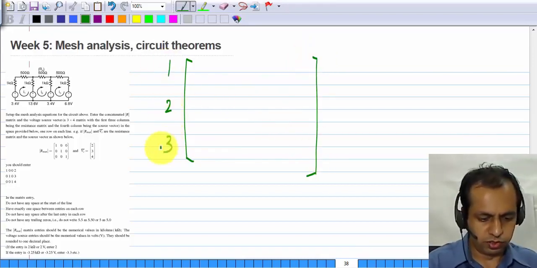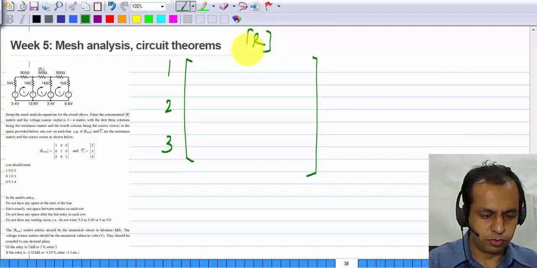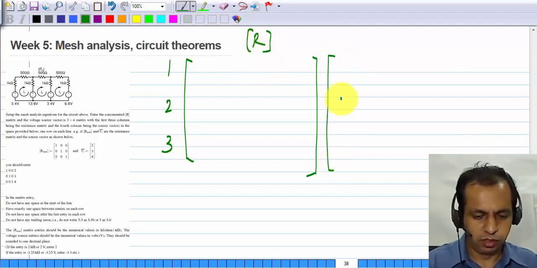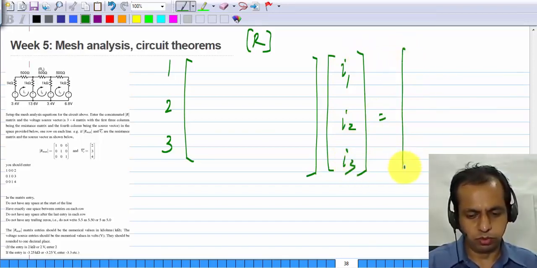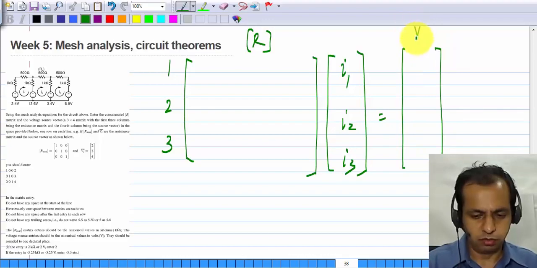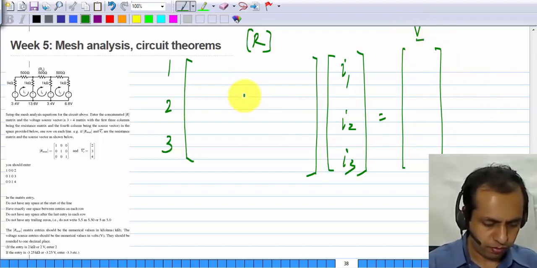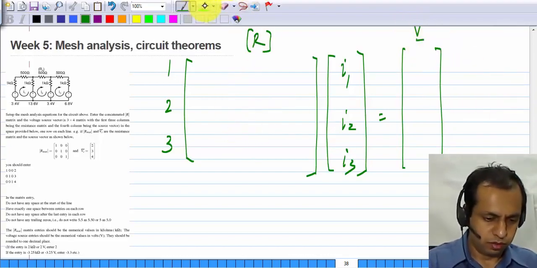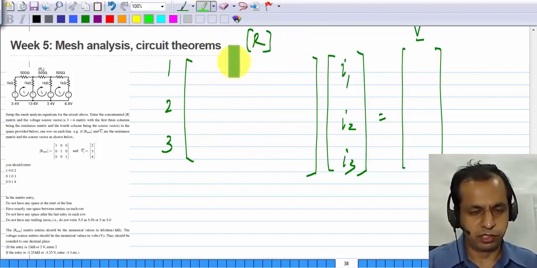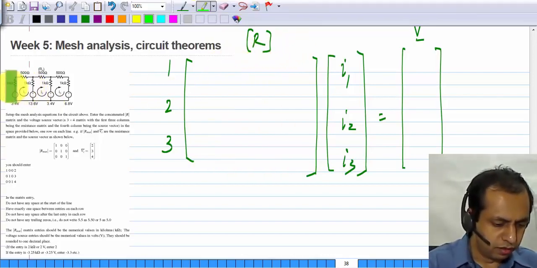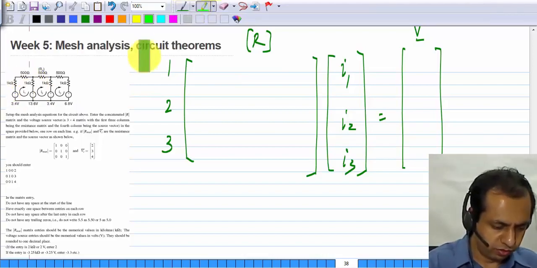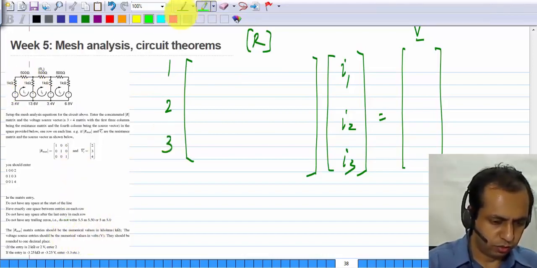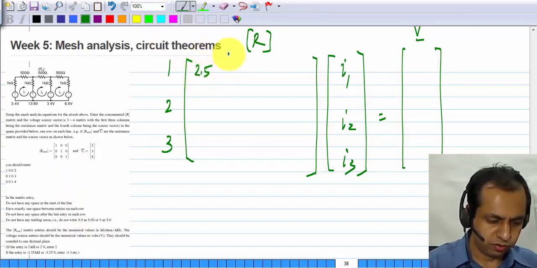the three rows of this matrix, the resistance matrix, correspond to meshes 1, 2 and 3, and then you have mesh currents I1, I2, I3, and this will be equal to the voltage source vector V. Now first let's fill in the resistance matrix entries, and you can see that the total resistance in the first mesh is 1 plus 1 plus 0.5. You are asked for the answer in kilo ohms, so this is 2.5.